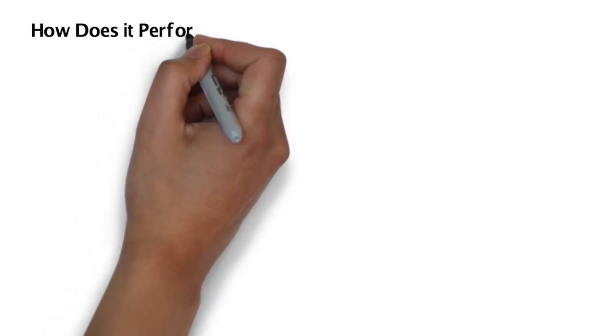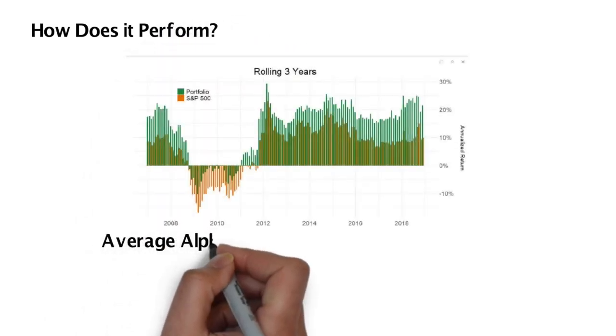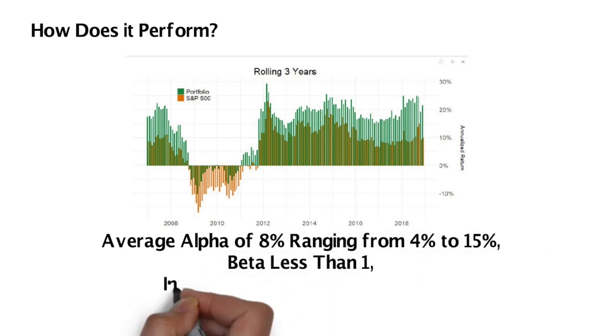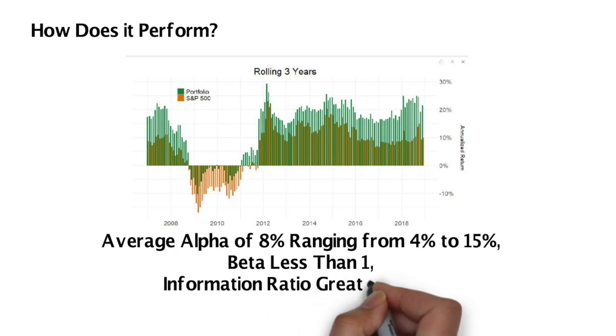With a simple example strategy in which we only hold stocks whose price sentiment is pessimistic, as shown, and whose FH is high, we can observe that for the S&P 500 for any 3-year period from 2004 to present, the trading strategy will yield an average annualized alpha of 8%, ranging from 4% to 15%, beta that's less than 1, and an information ratio that is greater than 1.